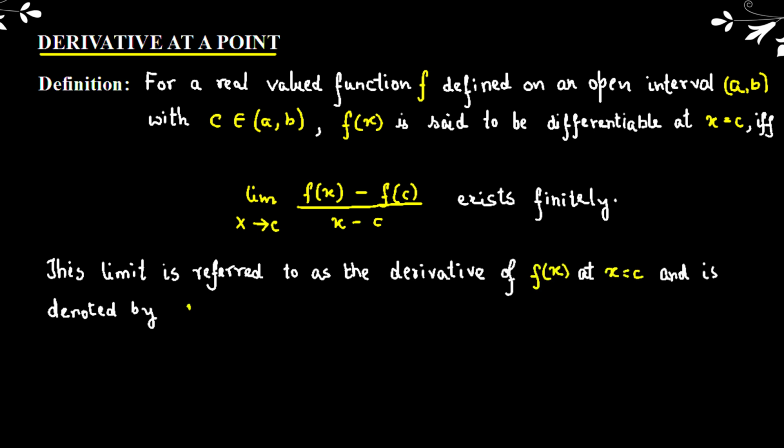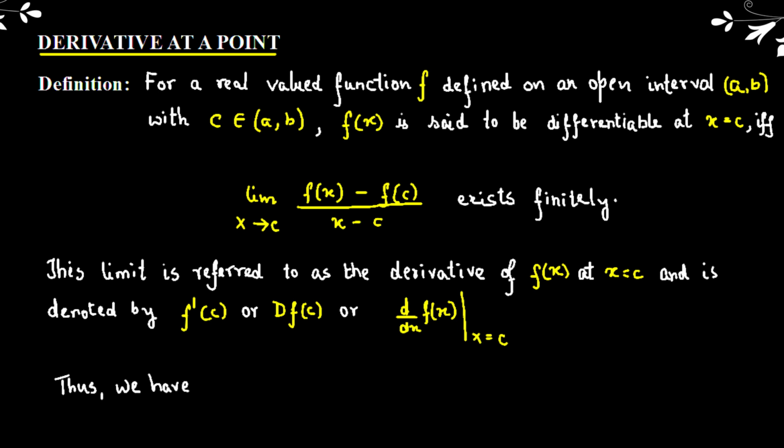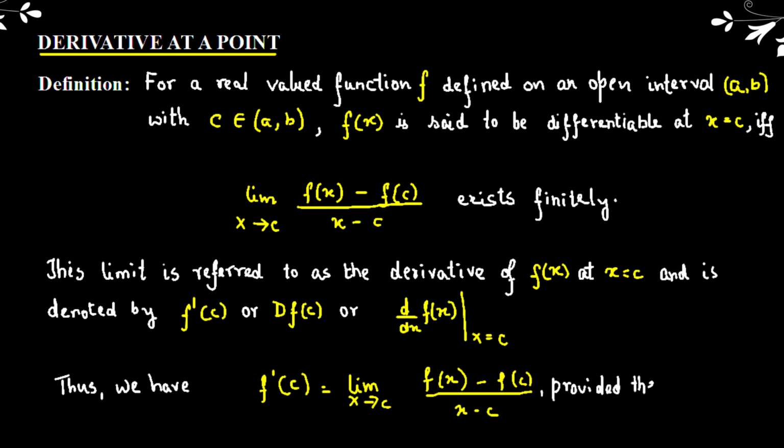This limit is referred to as the derivative of f(x) at x equals c and is denoted by f prime of c, or df/dc, where d is the derivative operator, or d/dx of f(x), also read as the derivative of f(x) with respect to x, calculated at x equals c. Thus, we have f prime of c is equal to the limit x tending to c of (f(x) minus f(c)) divided by (x minus c), provided the limit exists.